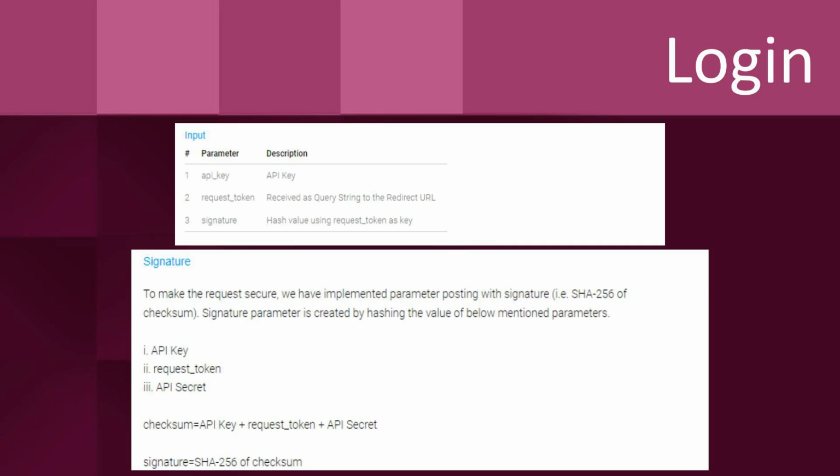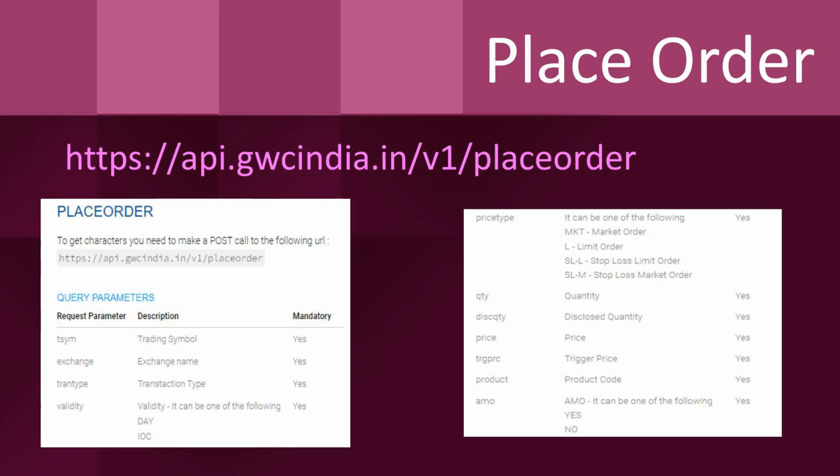To log in, you need to send the API key, request token, and signature. The signature is the SHA-256 encrypted hash of the concatenated string formed by your API key, request token, and API secret. This is the URL for placing an order, and the following are the values you need to send.